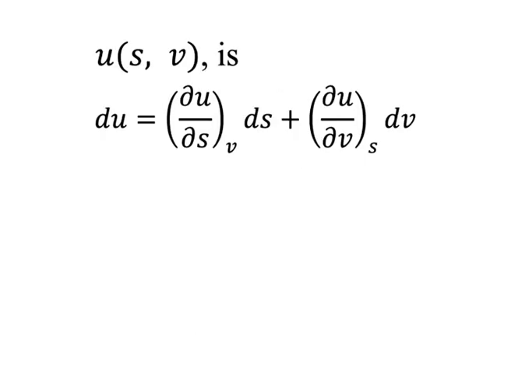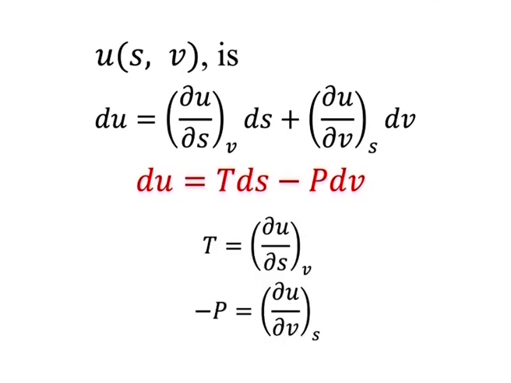The differential of the function u(s,v) is du is equal to partial derivative of u with respect to s keeping v constant into ds plus partial derivative of u with respect to v keeping s constant into dv. By comparing with Gibbs' first equation, we conclude that T is equal to partial derivative of u with respect to s keeping v constant, and minus P is equal to partial derivative of u with respect to v keeping s constant.